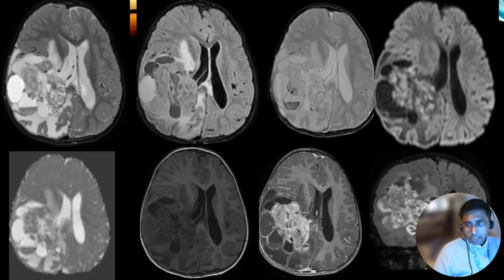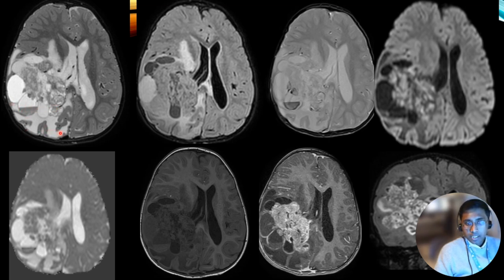So let's have a look at this particular case. You have a very heterogeneous but lobulated mass. You can see the frond-like appearance of the mass as well, which is epicentered in the right atrium of the lateral ventricle. Many a time when we have such a big mass, it becomes very difficult to differentiate the origin of the mass, whether it's originating from the hemisphere, the ventricles, or the callosum. So serial imaging is quite important here, to see the growth of the tumor as well.